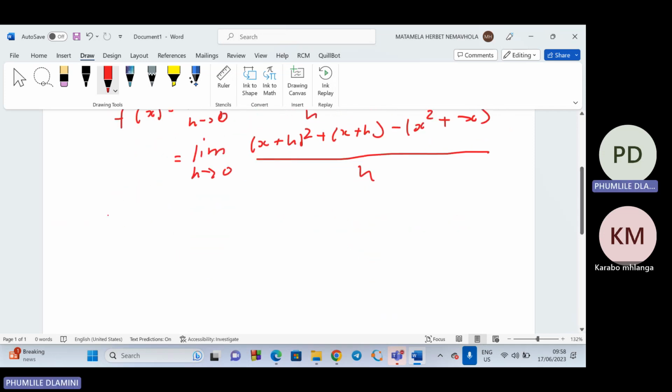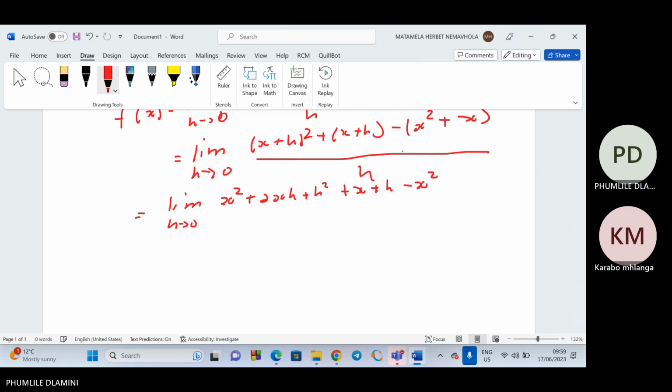So this is the same as we're going to say limit as h approaches 0 of what? We can simplify this. This one we know is going to be x squared plus 2xh plus h squared, plus again x plus h, minus negative times x squared, which is going to be x squared minus x, again minus x, all over h.